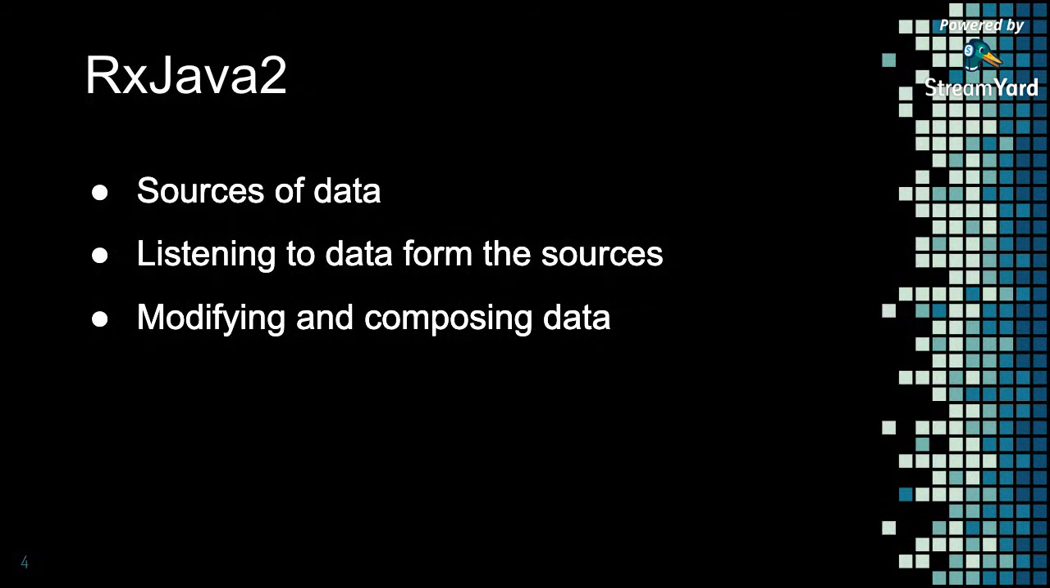In summary, with RxJava2, we have APIs that allow us to represent sources of data. Then we have ways to listen to data, and along the way, along the pipe, we can modify and transform the data.